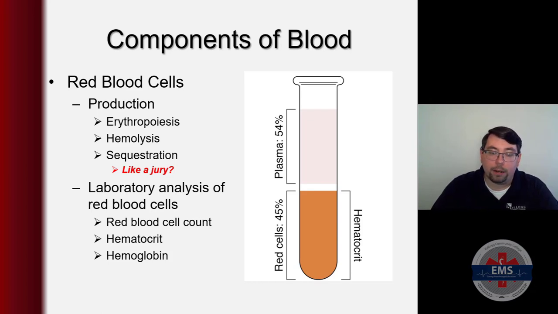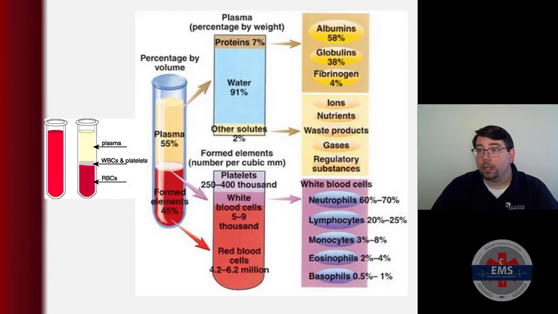We also measure the oxygen carrying capacity that the hemoglobin has. Between the hematocrit and the hemoglobin, that gives us a good idea of how well the body's producing red blood cells and if they're working effectively. We can see that this gets broken down into a lot of different components, right? So those formed elements that we talked about, there's anywhere between 250 to 400,000 platelets, anywhere between 5 to 9,000 white blood cells, and anywhere between 4.2 to 6.2 million red blood cells. That's a lot of formed elements when we look at those in numbers per cubic millimeter.